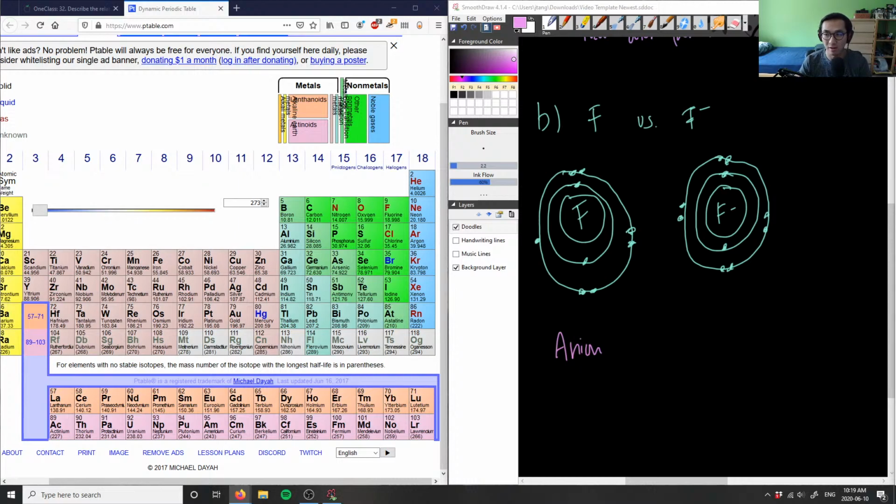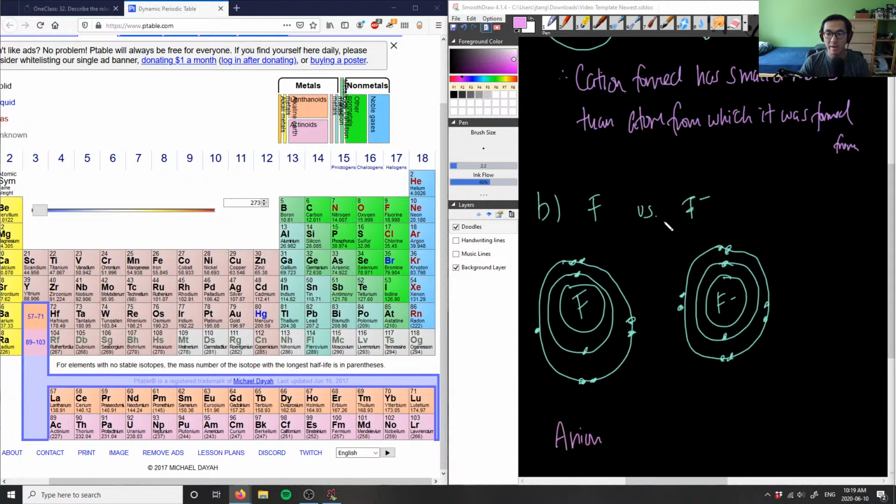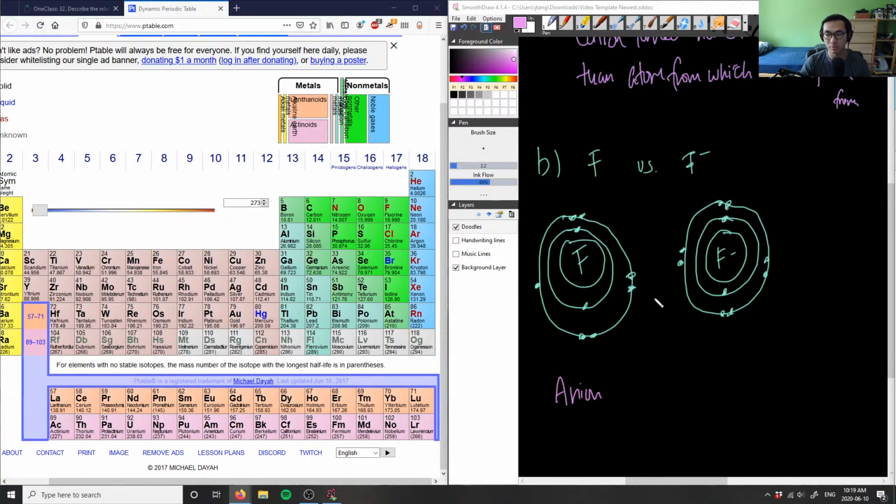So for the anion, now we're looking at the size of these ions. Again, we said that the positive ions were smaller in radius. And for F minus, negative ions tend to be bigger than their neutral atoms. So that's going to be our answer for this problem. Anions are going to be bigger than their respective neutral atoms. So cations are smaller and anions are going to be bigger.